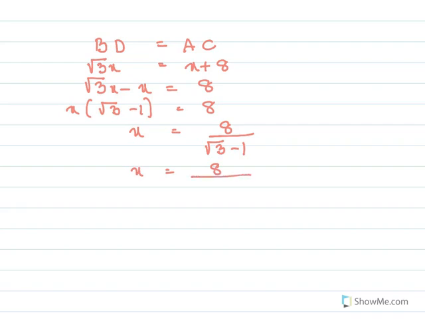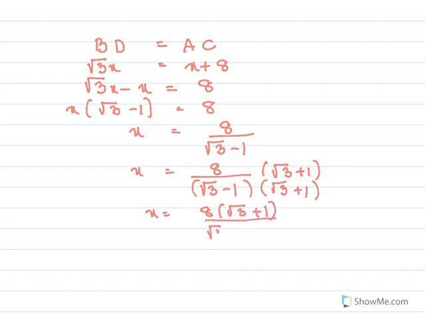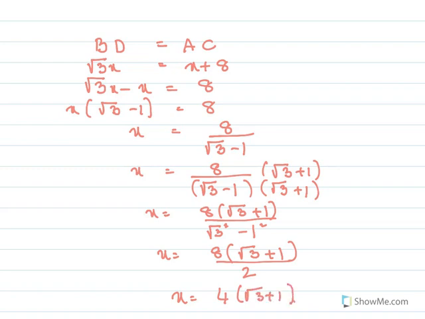We rationalize 8 over root 3 minus 1, multiply it by root 3 plus 1, multiply this also, root 3 plus 1. So X equal to 8 times root 3 plus 1, A plus B, A minus B, root 3 square minus 1 square. So X equal to 8 times root 3 plus 1 over 2. So X equal to 4 times root 3 plus 1.